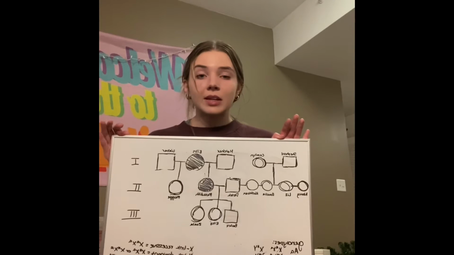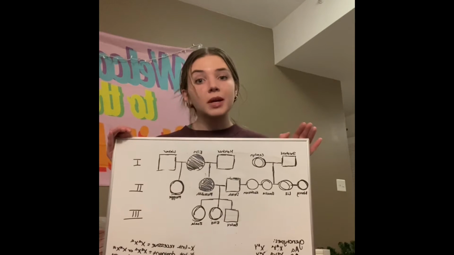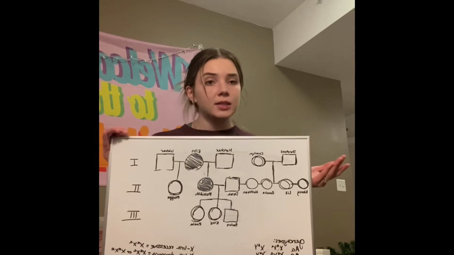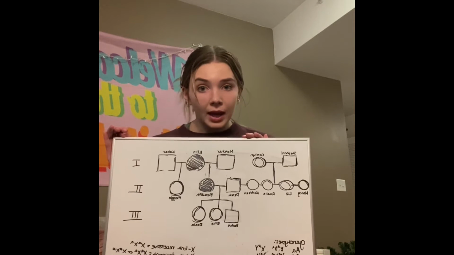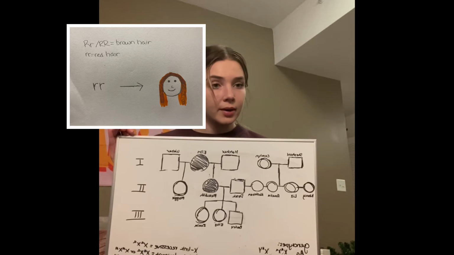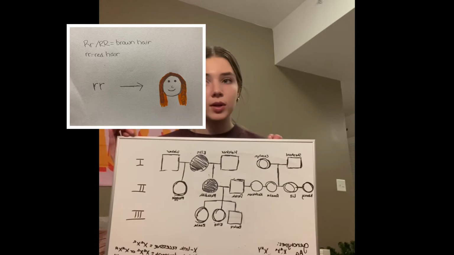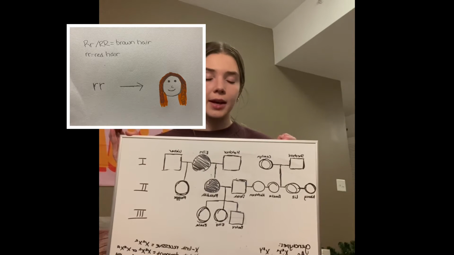Now, phenotypes are the physical expression of the trait that someone has. So if a recessive redhead, which would be RR, if someone obtains that trait, they're going to express red hair.